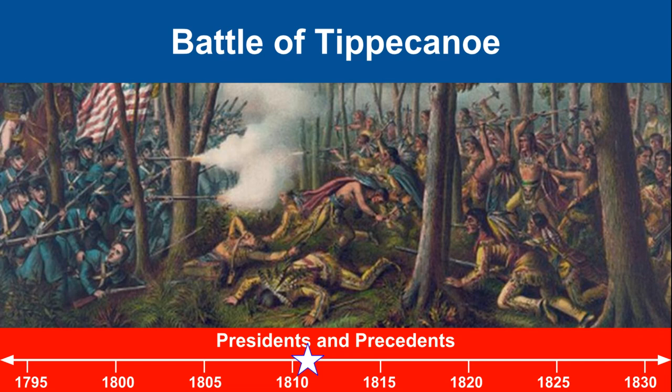So what does this have to do with Britain? Sounds like a dispute between the Indians and the Americans, right? Well, the British were supplying the Indians with weapons and ammunition and were provoking them to fight back against the Americans. So when Americans learned that the British were supporting the Indians, it pushed America closer to war with Britain.